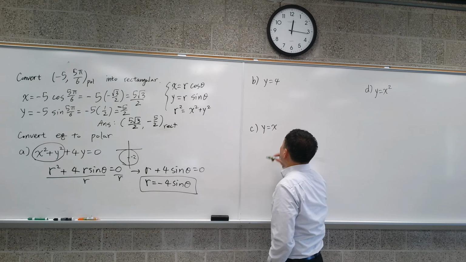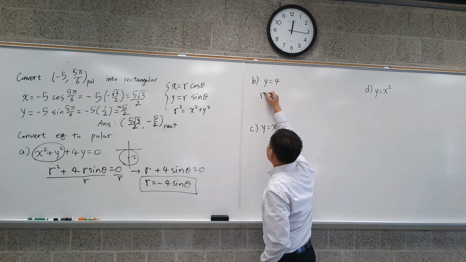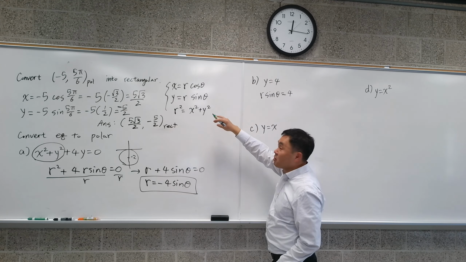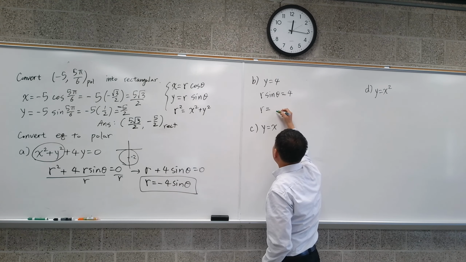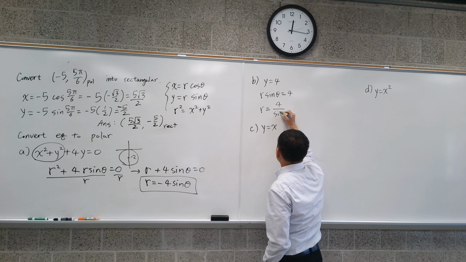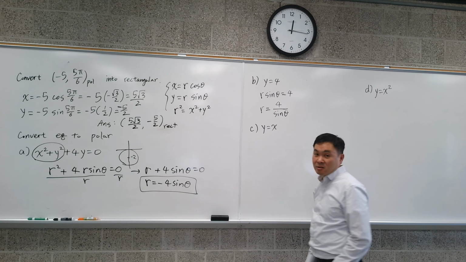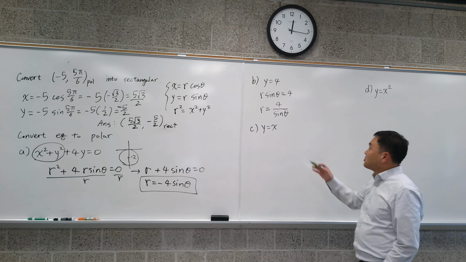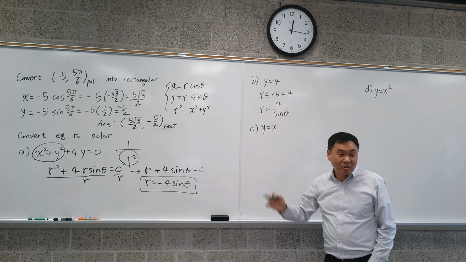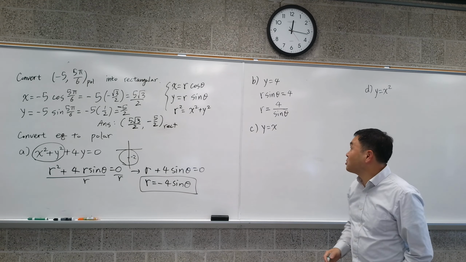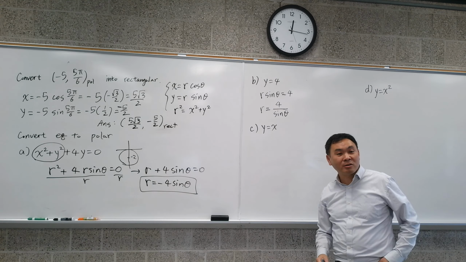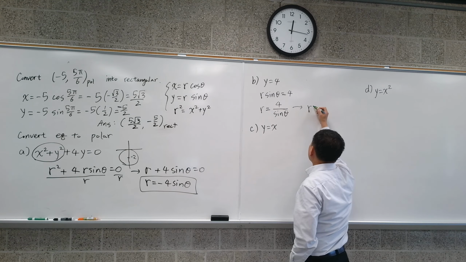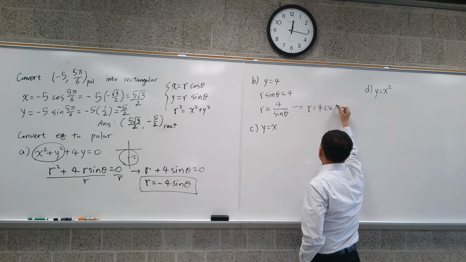Okay, y equals 4. Again, same idea. You could say r sine theta is equal to 4. And because you have to solve for r, you get r equals 4 over sine theta. Yeah, that's it. Now, this would be given full credit on an exam, but it's also good to know that 1 over sine theta is known as what? Cosecant. Therefore, you can rewrite this as r equals 4 times cosecant of theta.